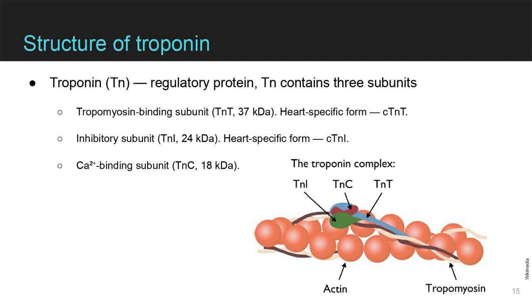The most modern marker of heart damage, of myocardial infarction, is troponin. Troponin is a regulatory protein which contains three subunits. Subunit T can interact with tropomyosin. Troponin I, where I means inhibitory, regulates the activity of movement, of contraction of heart and muscles. And the calcium-binding subunit is troponin C. The first two of them, troponin I and troponin T, are known with a specific heart form, which we can use to diagnose patients with myocardial infarction.